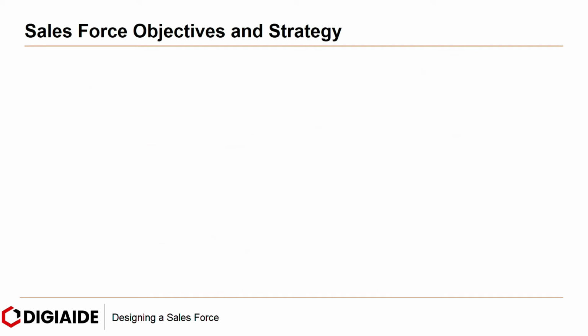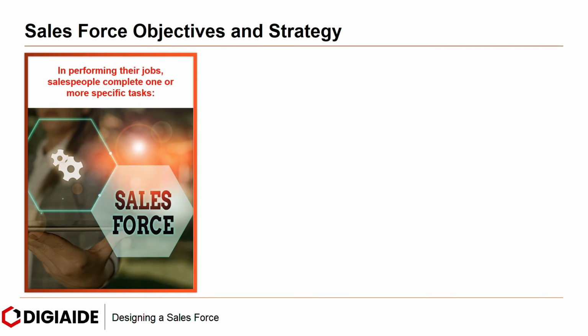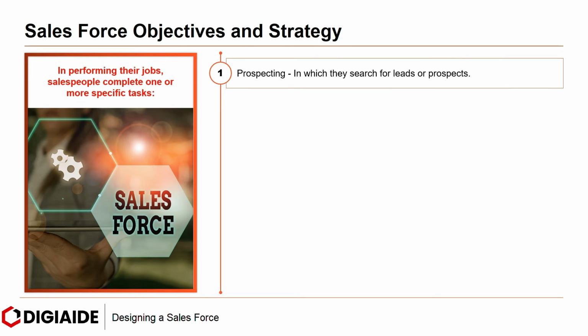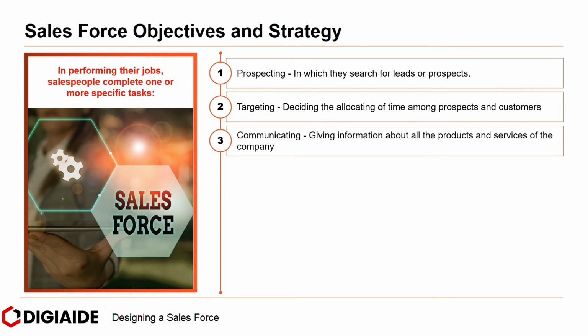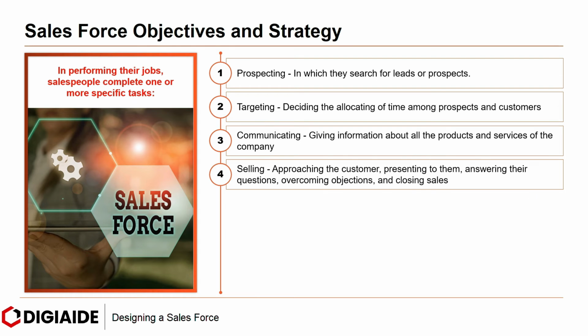Let's look at each one of them briefly, starting with the sales force objectives and strategy. In performing their jobs, salespeople complete one or more specific tasks, starting with first, prospecting, in which they search for leads or prospects. Second, targeting, that is deciding the allocating of time among prospects and customers. Third, communicating, that is giving information about all the products and services of the company. Fourth, selling, that is approaching the customer, presenting to them, answering their questions, overcoming objections and closing sales.